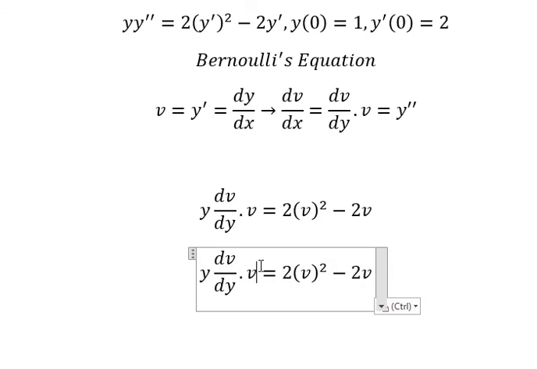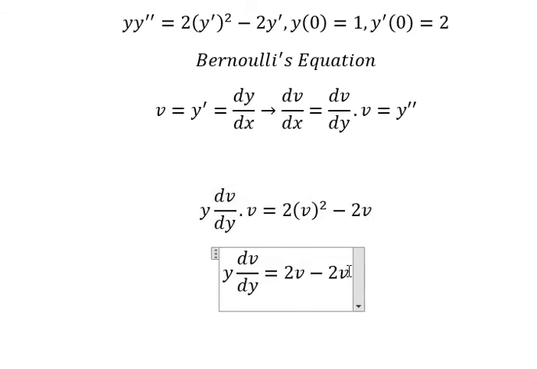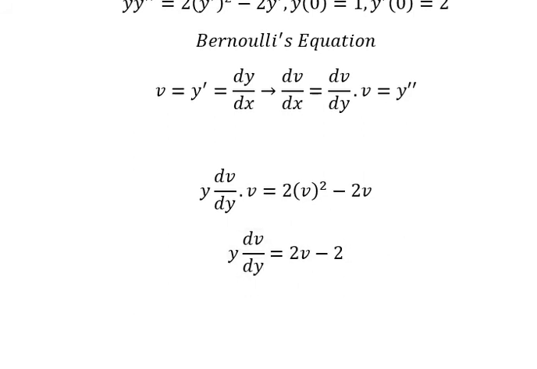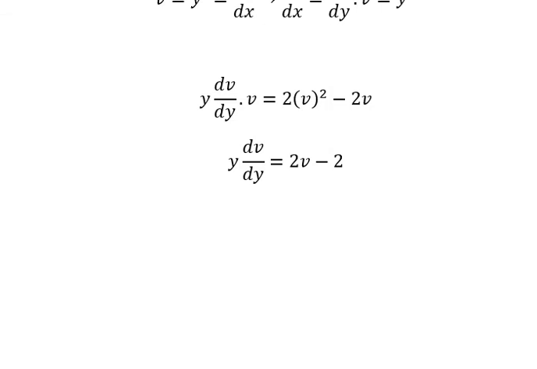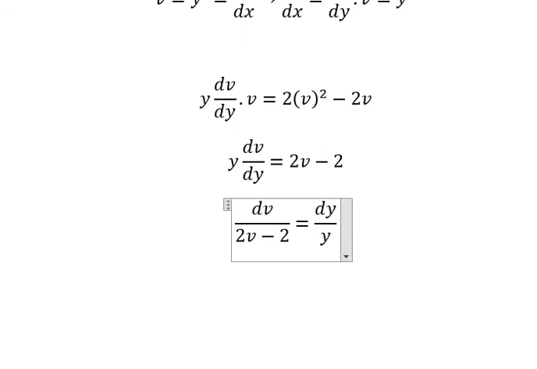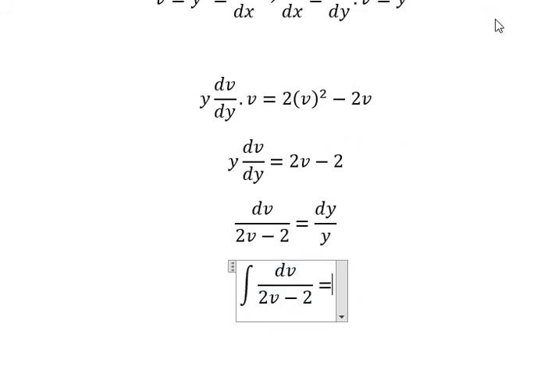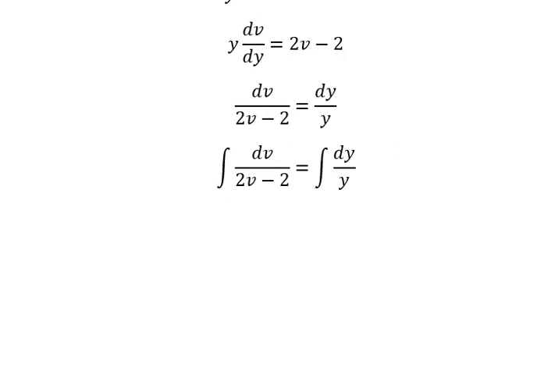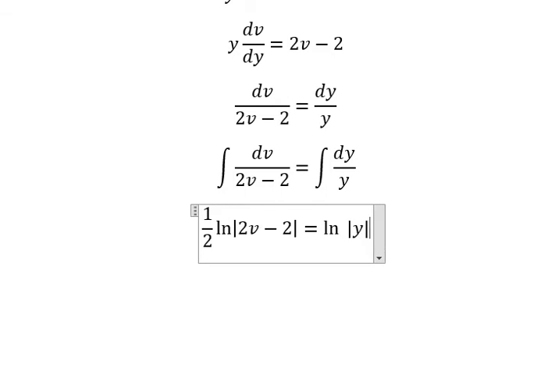We divide both sides by v. Next, 2v minus 2 goes to the left, y dy goes to the right, and then you get dv over 2v minus 2 equal to dy over y. Later we do the integration for both sides. And this one you get 1 over 2 ln of the absolute value of 2v minus 2. This one you get ln of the absolute value of y, and we put c in here.